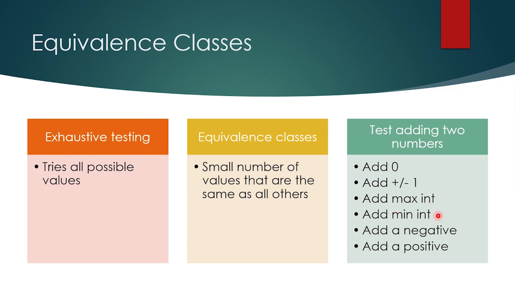Add the minimum and see what happens. Add a negative number and add a positive number, just random negatives and positives. And if we've done that, we've covered almost all the cases with very few actual numbers being tested. And that's what makes testing with equivalence classes effective, but also very conservative in the amount of time it takes.